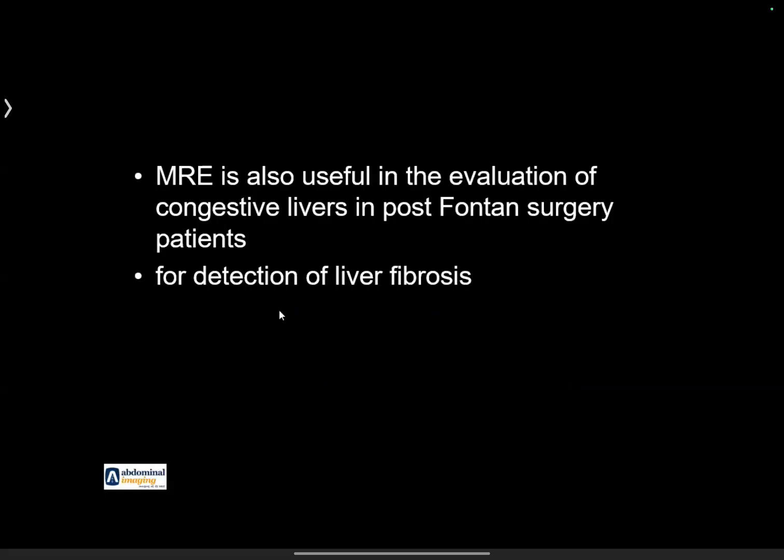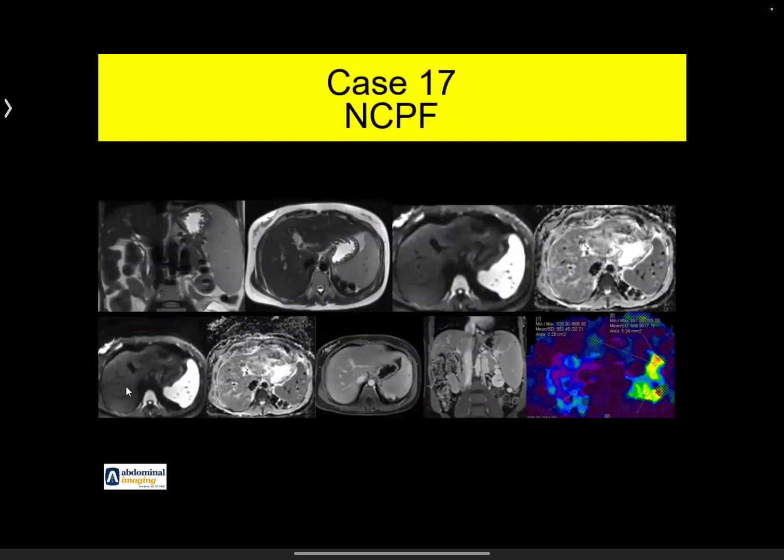So in the patients who had Fontan surgery, they are at risk of developing liver fibrosis. So MR elastography is used for the follow-up of these patients.